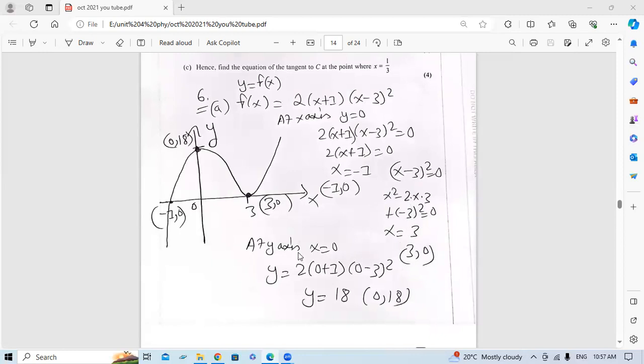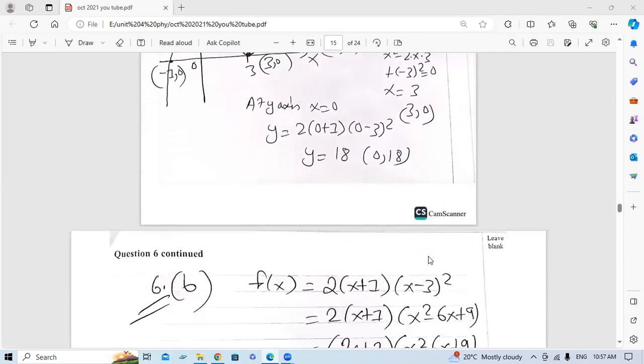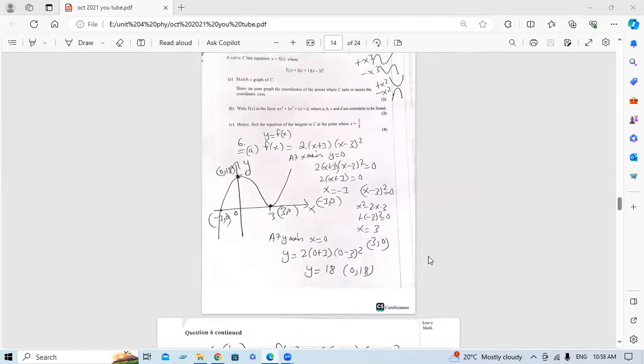So (3, 0). At the y-axis, when x equals 0, y equals 2 into (0 plus 1) into (0 minus 3) whole squared. As x is 0 and y is 18, (0, 18) will be another coordinate. And for (x minus 3) whole squared, we use the formula a squared minus 2ab plus b squared equals 0, x equals 3. (3, 0) will be another coordinate. This is the answer of question number 6A.